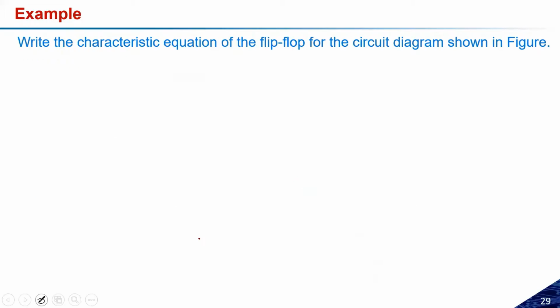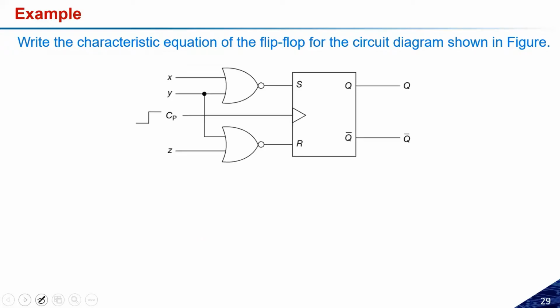Okay. Let us assume I have a problem, something like this. What does this problem say? It says, write the characteristic equation of the flip-flop for the circuit diagram shown in the figure. Here is the circuit, and I have to write the characteristic equation of the flip-flop, whatever I can see here. So let us try to solve it.